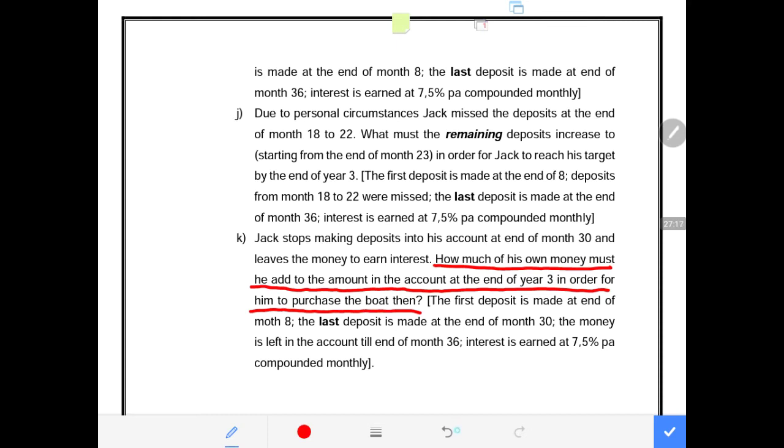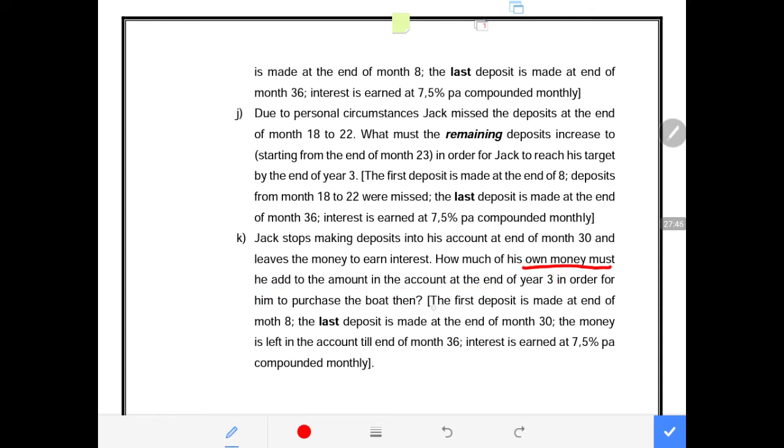Then repeat that one again. How much of his money, his own money, must he add to the amount in the account at the end of year 3? This is very important. At the end of year 3, not at any period, but at the end of year 3, meaning the shortage amount, he will deposit by himself. So how much can he have in order for him to purchase the boat then, which is 3 years to come?